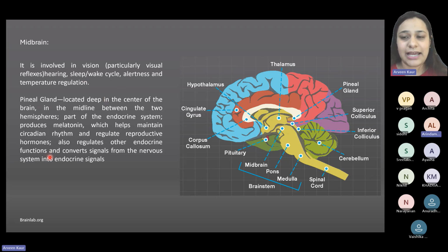And the pineal gland, which had been listed as the seat of intelligence by some of the primitive philosophers that we had studied about, right? That particular gland is also actually located in the midbrain. It is located deep in the center of the brain and in the midline between the two hemispheres, right? It is part of the endocrine system and produces melatonin, which helps maintain circadian rhythm and regulate reproductive hormones. Also, it regulates other endocrine functions and converts signals from the nervous system into endocrine signals.